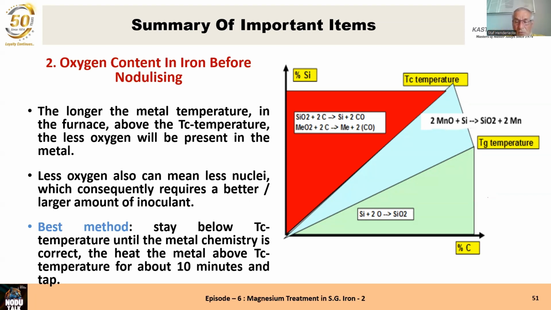If we are too long below TC and not going over it, we will have a very high amount of oxygen, and our efficiency of the magnesium treatment will be low. If we go too long above the TC temperature, then we will have no nuclei anymore, and we will have the problem that the nodule count will be very, very low. The best method is to stay as long as possible below the TC temperature, and just at the end, go about 10 minutes above it for removing the excess of oxygen.